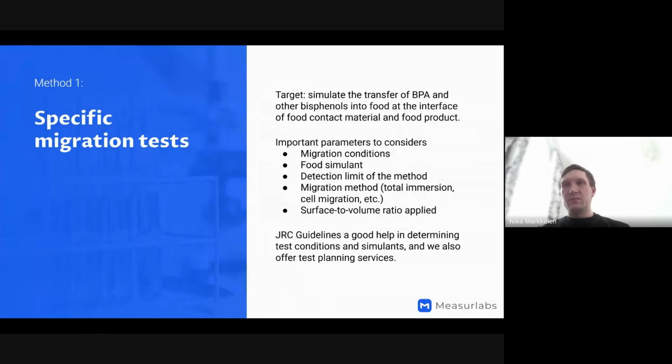So let's say if it's utensils or a plate or something like that, it says that, okay, the specific migration should be done according to these conditions. And in the most recent update, they also included tables for paper and board as well. So for those type of manufacturers or working in that field, it's very, very useful. So yeah, those kind of things have to be considered. And if this feels like an overwhelming task, we are happy to help with this work as well.